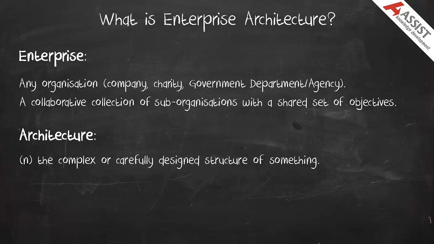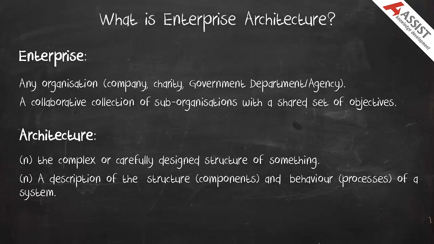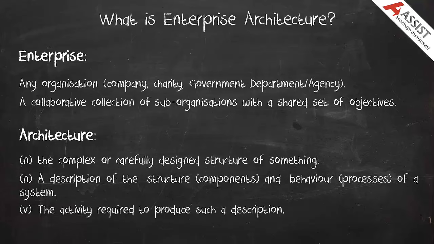So an architecture for us will be a description of the structure, i.e. its components, and its behaviour, what processes and functions it has as a system. But we also tend to talk about architecture as a verb, doing architecture, which is any sort of activity required to produce such a description of an architecture.